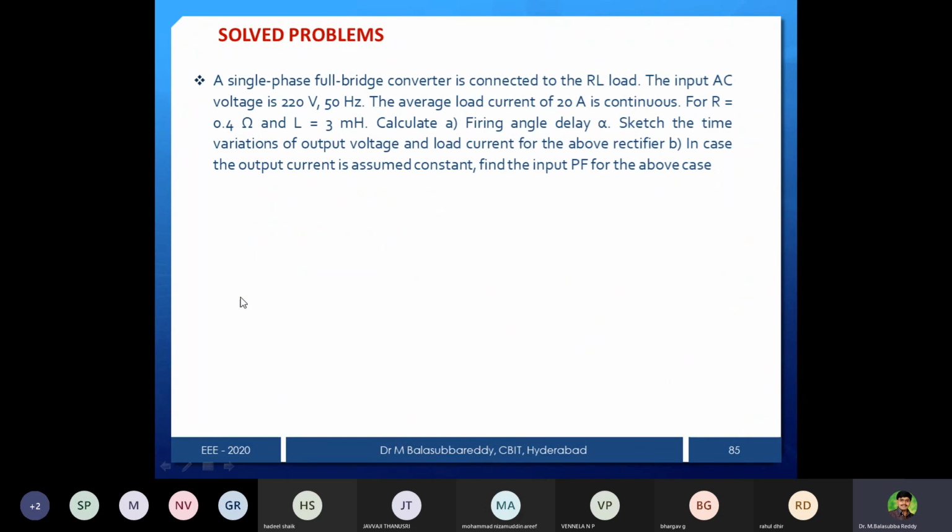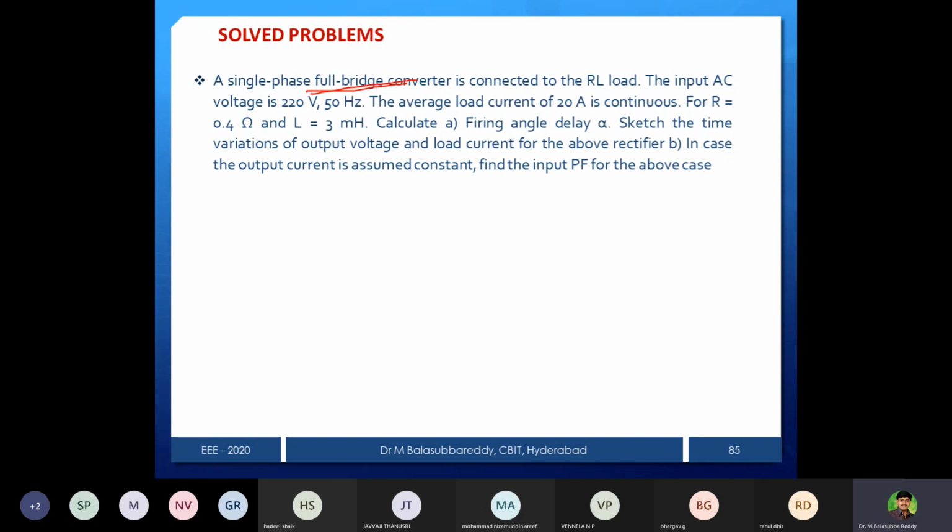And now we can see the full bridge. The same problems, only the change, you can notice in all the cases. What I want to change is the expression: the VDC formula and then the VRMS formula are going to be modified. A single phase full bridge converter is connected to an RL load. The input AC voltage is 220 volts, 50 Hz. The average load current is 20 amperes and is continuous. Now the mention is continuous. Whatever formulas we are going to use, we can use them in 5 minutes.